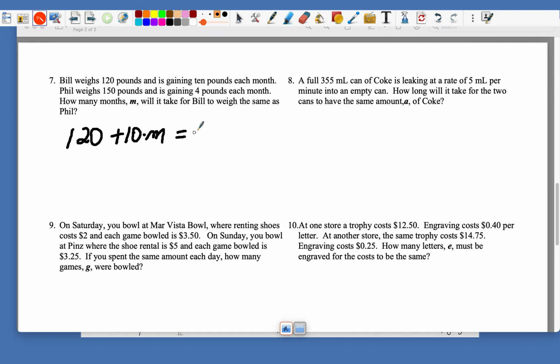Phil's 150 pounds, but he's gaining 4 pounds each month, 4 times M. So, when will they both be the same weight?